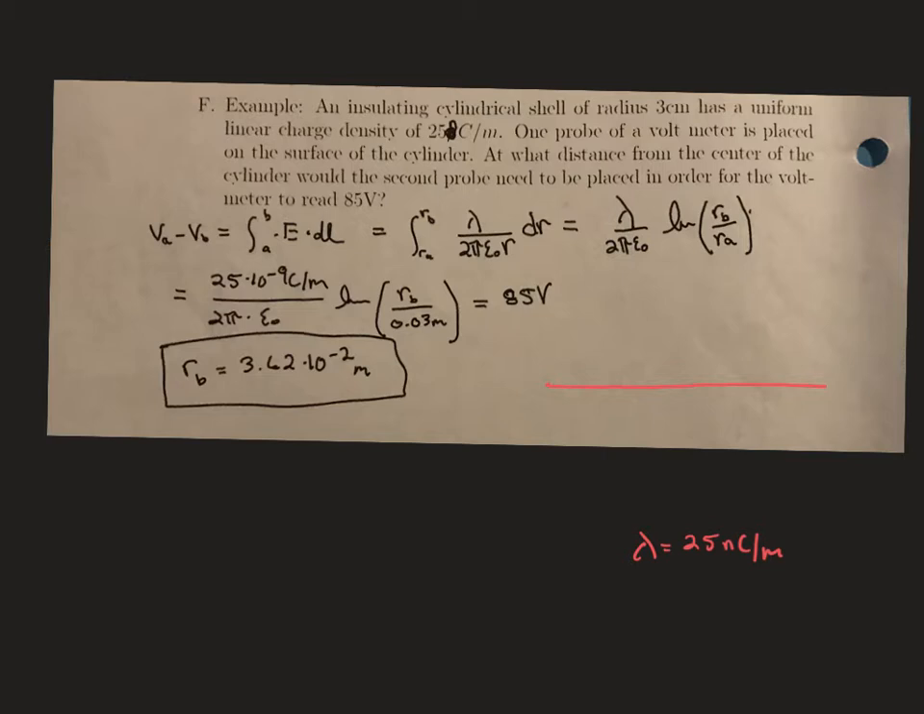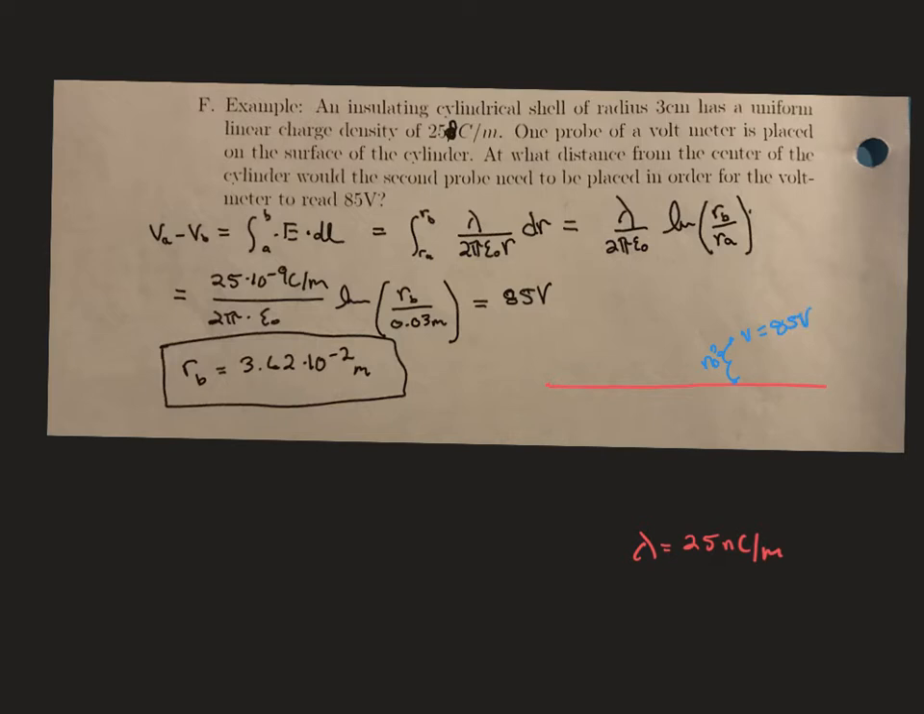One probe of the voltmeter is placed on the surface of the cylinder. So we have one probe here, and we want to know at what distance from the center of the cylinder would the second probe need to be placed for the voltmeter to read 85 volts. So somewhere up here, so RB equals question mark, our voltage is equal to 85 volts.